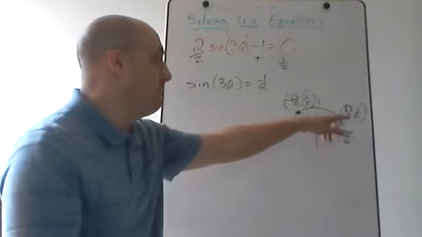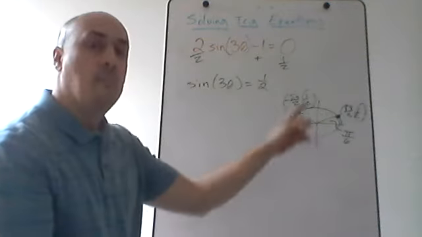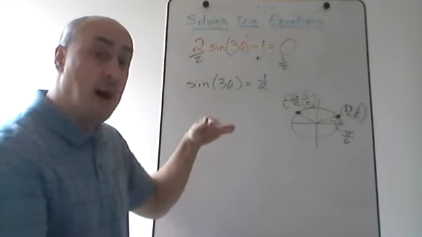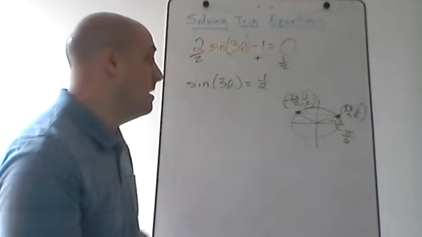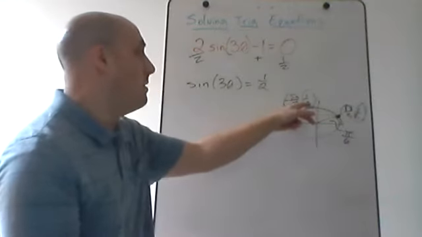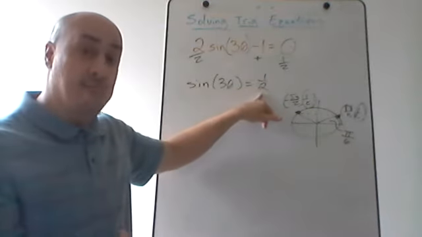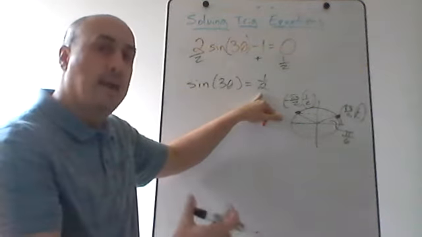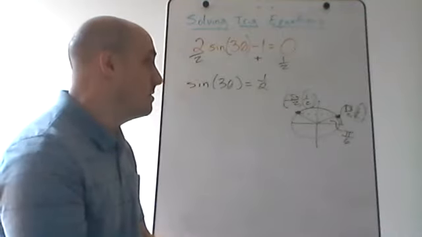Right? When I reflect from the first quadrant to the second quadrant, my x turns negative, but my y stays positive because that y is still above the x-axis. And so these 2 points have the same y-coordinate, which means they have the same sine value, right? Because sine is the y-coordinate of your terminal point on the unit circle.